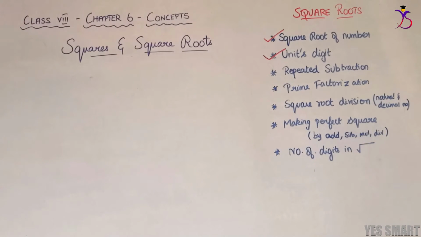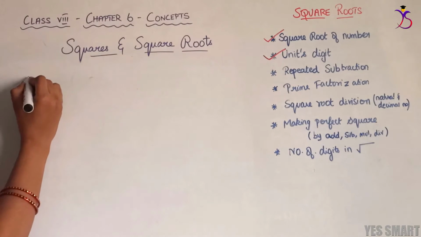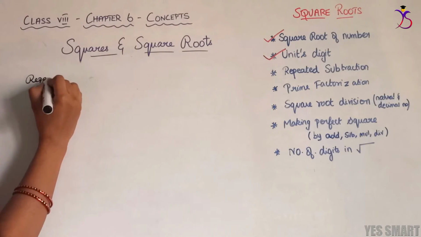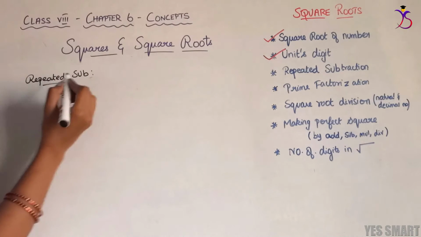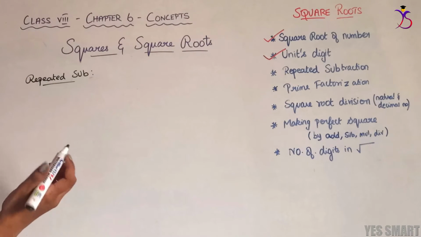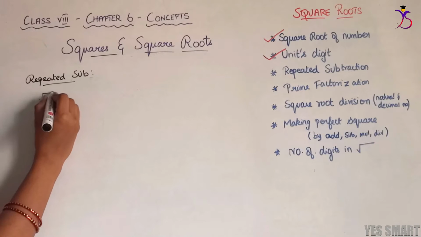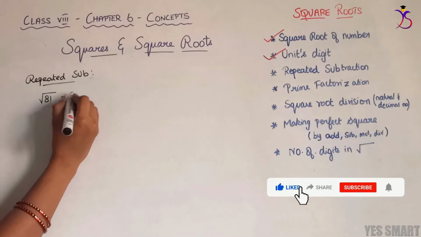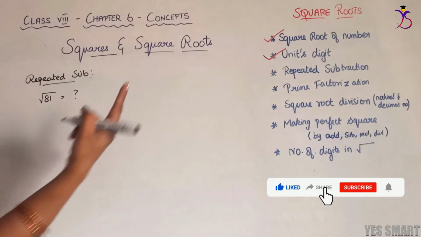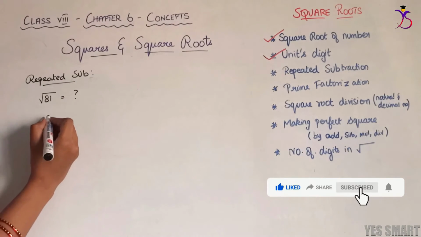Now we know what is a square root of a number. There are various methods to calculate the square root of a number. One of the methods is repeated subtraction. So let's look into repeated subtraction, how to take a square root of a number by repeated subtraction. Let's take an example, square root of 81. In order to find the square root of 81, we can calculate by repeated subtraction.